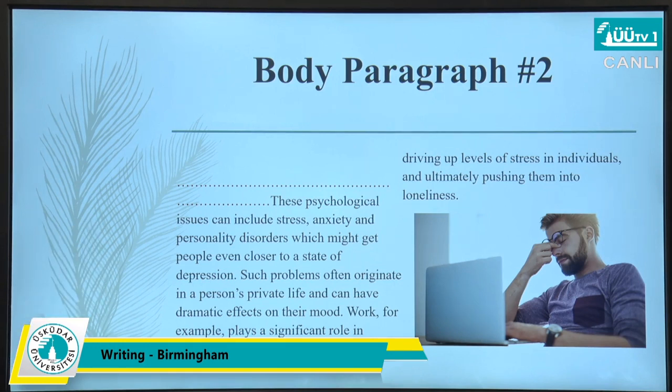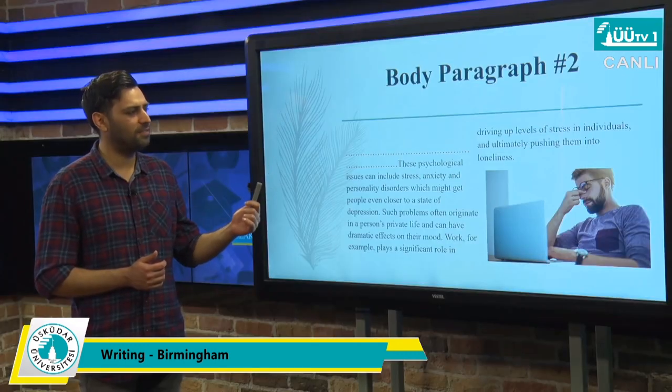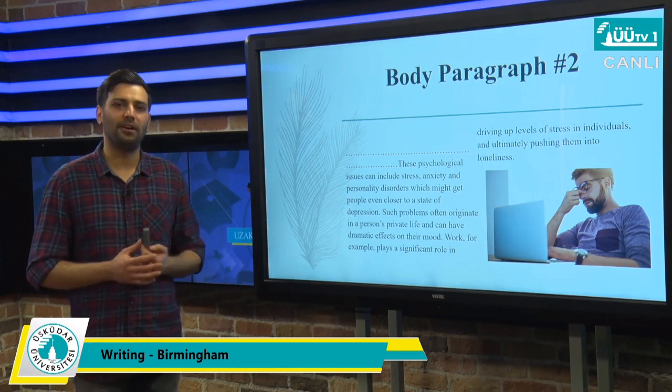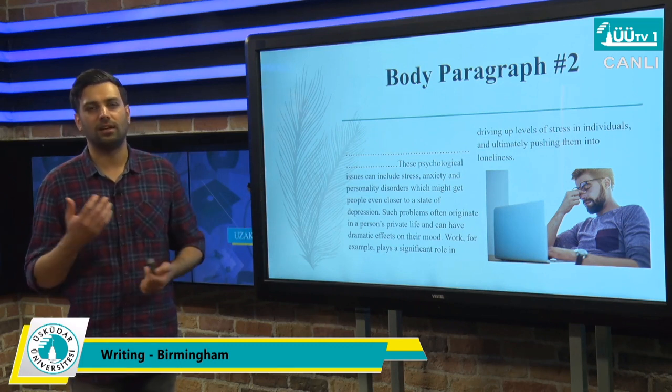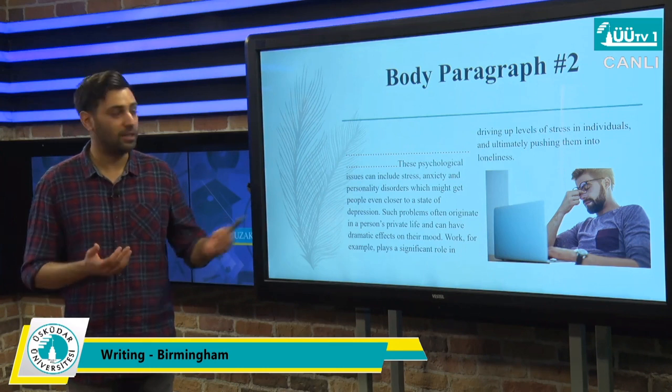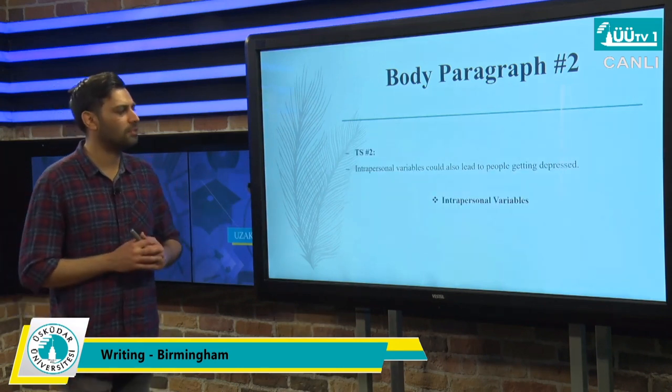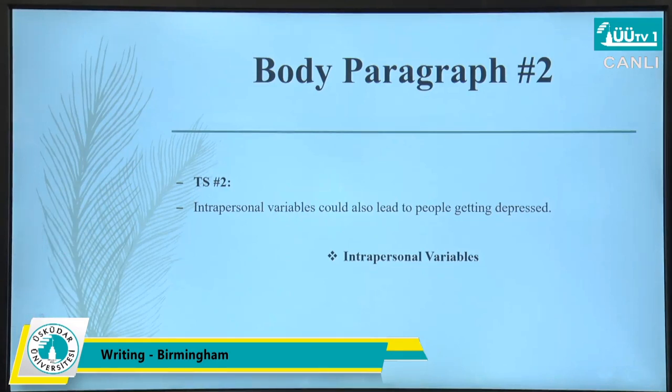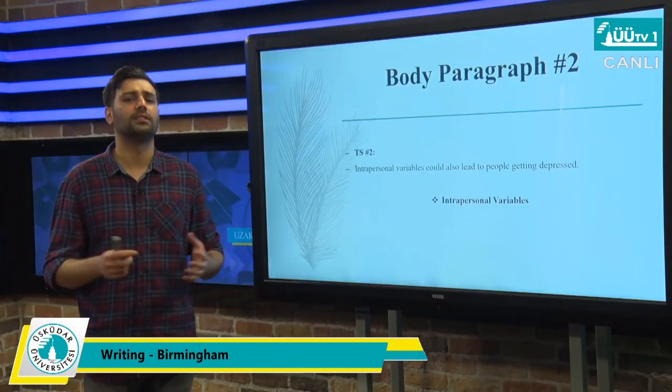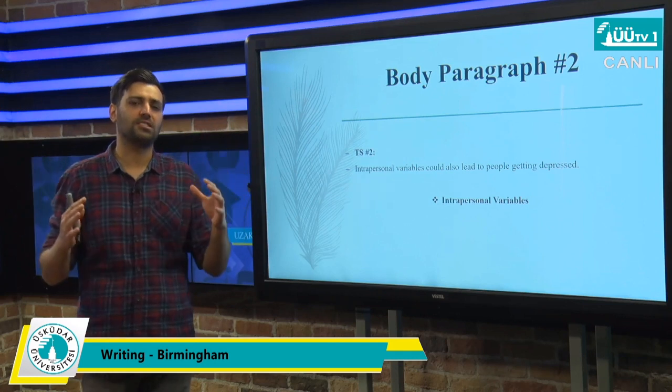So my best guess for this topic sentence could be that intrapersonal factors could also play a part in, for example, leading us into a state of depression or something like that. Let's see the example here. This is my topic sentence, elaborated here: intrapersonal variables could also lead to people getting depressed. As you can probably see, it covers intrapersonal factors, the factors which are within an individual. They have nothing to do with the outer social circle of individuals. They are maintained or sustained within individuals.